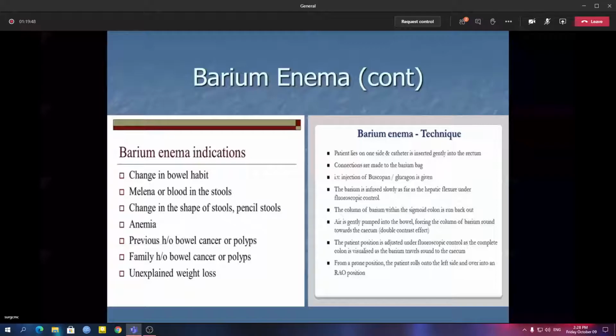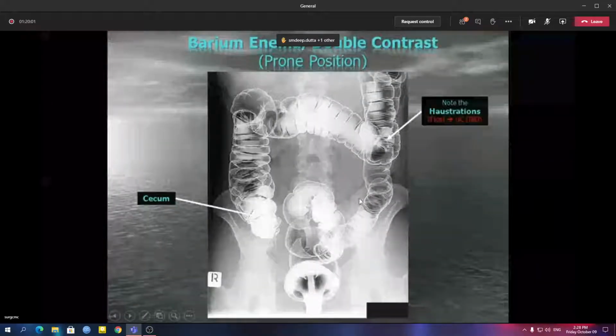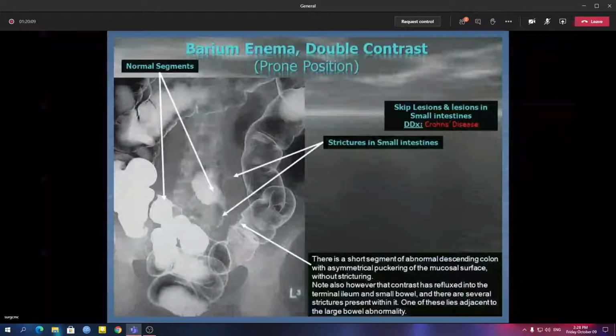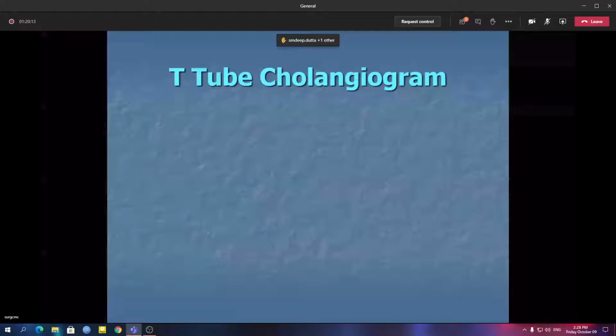And this is a double contrast. That is, the dye is given and then air is given. So there is a thin film of dye adhered to the mucosa, which will give you a better idea about mucosal irregularities. That is a double contrast barium enema.